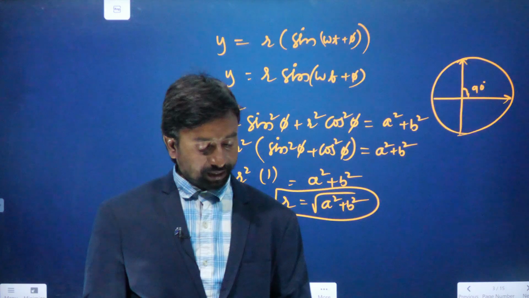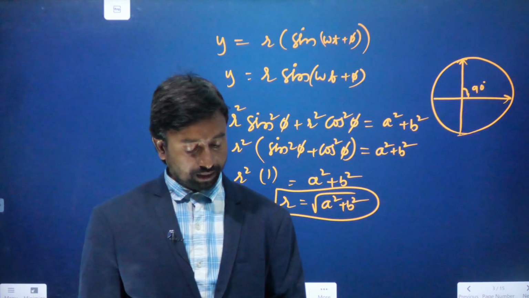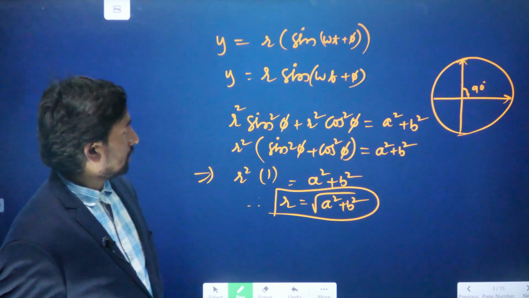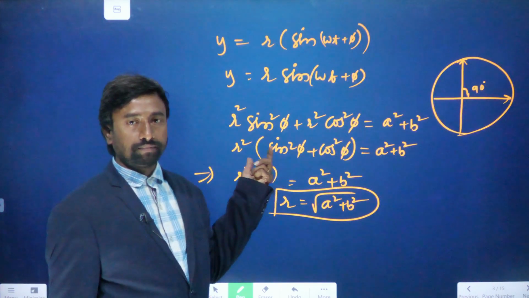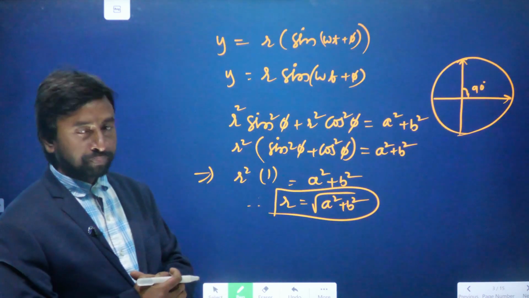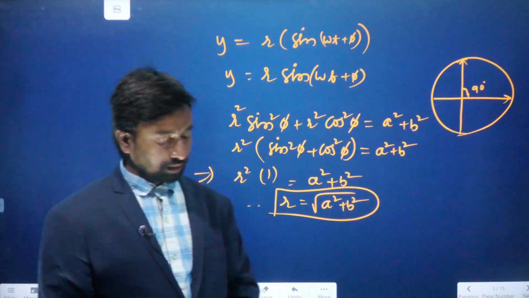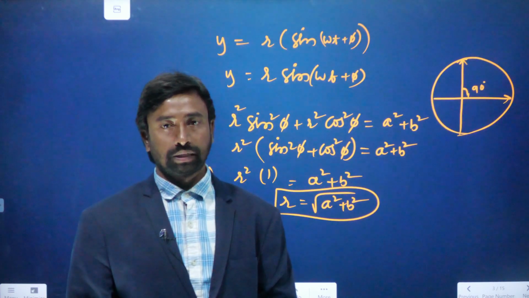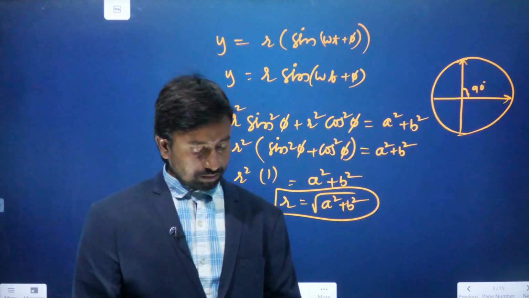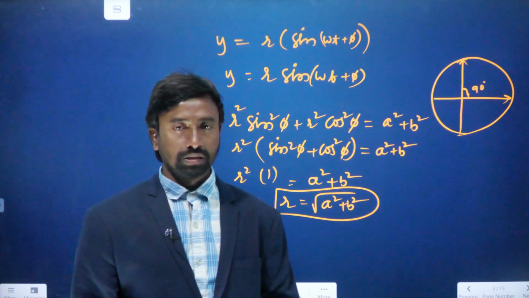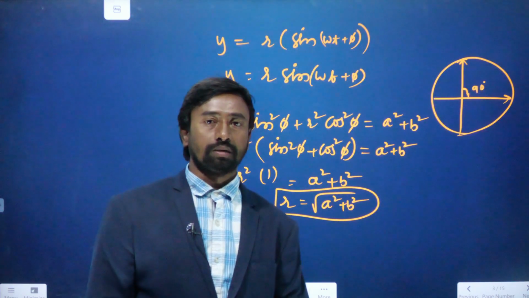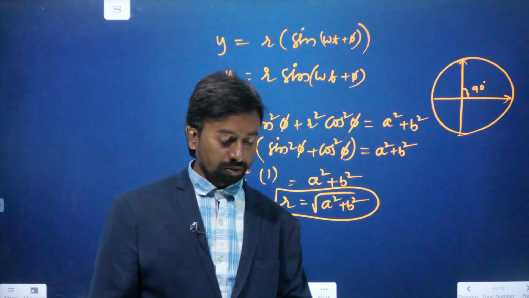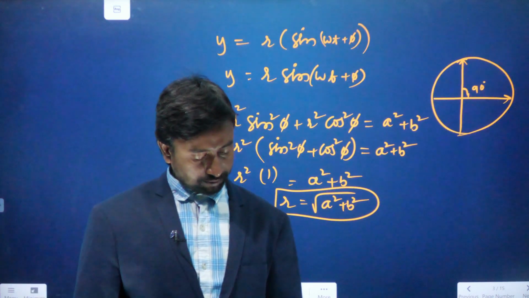Now the fourth one, the function sin square omega t. It cannot be represented by the standard displacement of a particle having simple harmonic motion, like y is equal to sin omega t. So it may be periodic, but it is not a simple harmonic motion. That means the acceleration of the particle is not directly proportional to the displacement, and it is not directed opposite to the displacement.